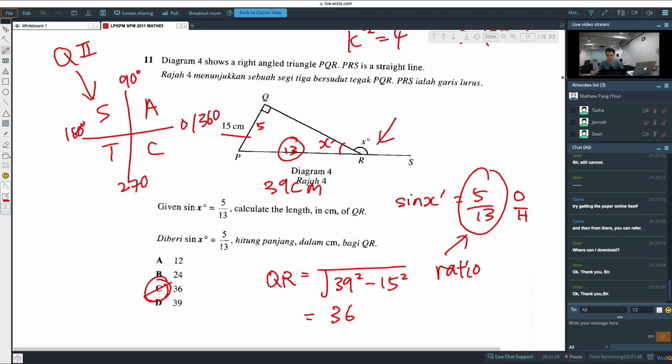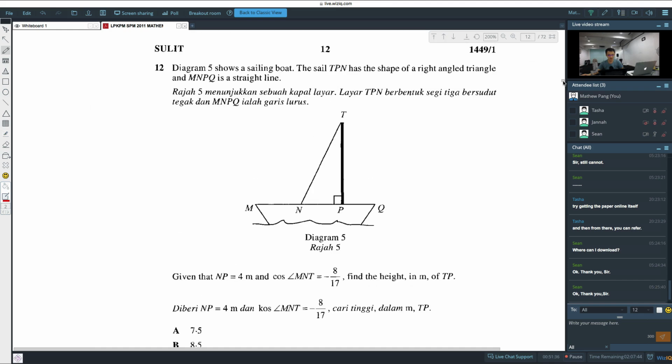Okay, go to question 12 here. Diagram 5 shows a solid boat, and then it tells about T and P. T, N, and P have the shapes of right angle triangles, and M and PQ is a straight line.